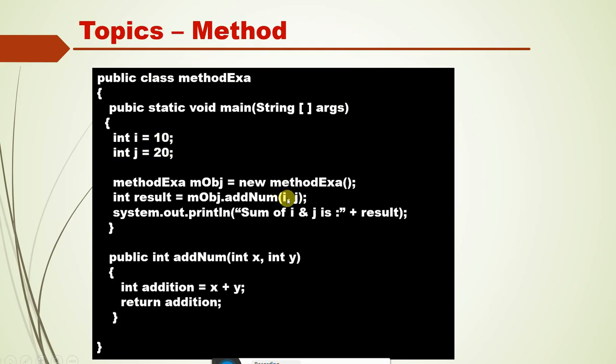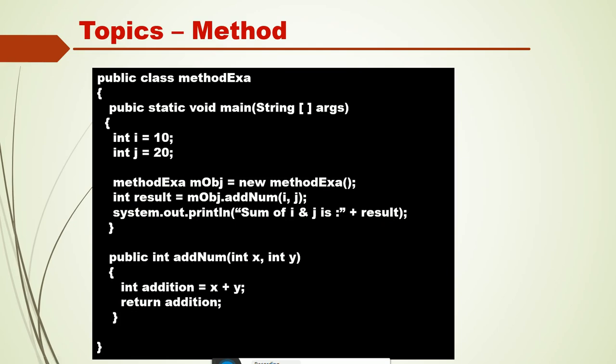These values are passed and transferred to this method, which processes the addition of x plus y and returns the result. It is transferred back and assigned to result, and then we print the result. So this is the simplest example of a method.